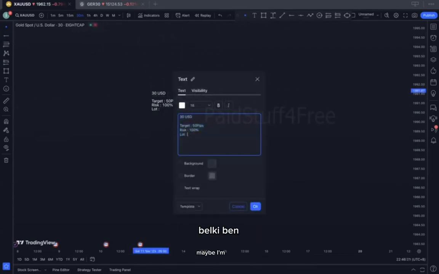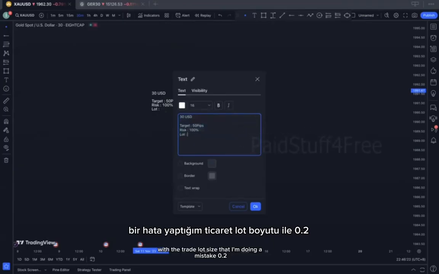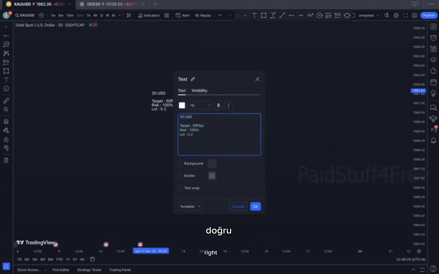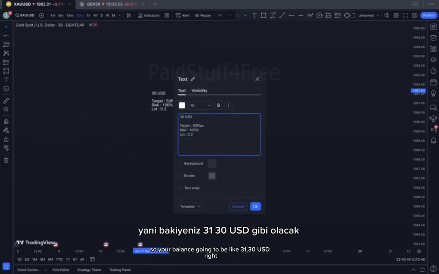Okay, so maybe I'm making a mistake with the trade lot size. 0.2, right? Yeah, 0.2. Like I said just now, your target is going to be 50 pips. If you put 0.2 and catch about 50 pips, you're going to get like $100, right? Yes. So your balance is going to be like 130 USD.